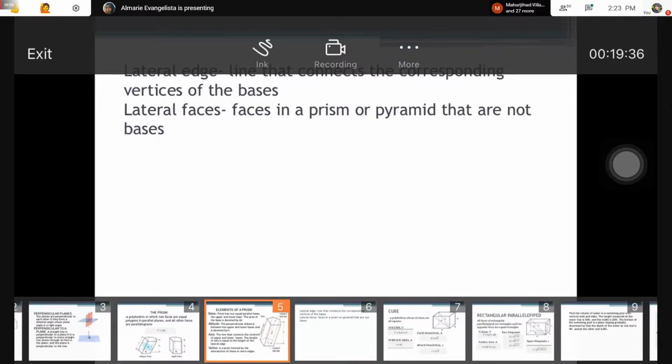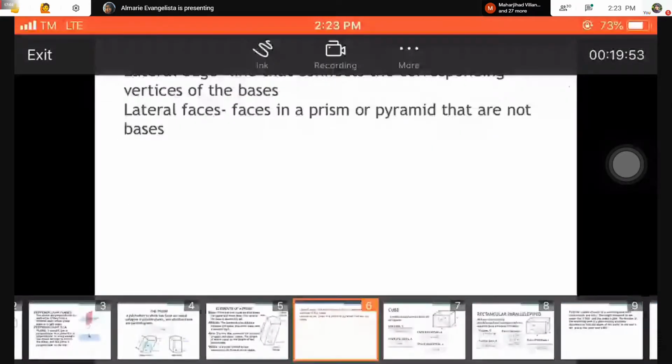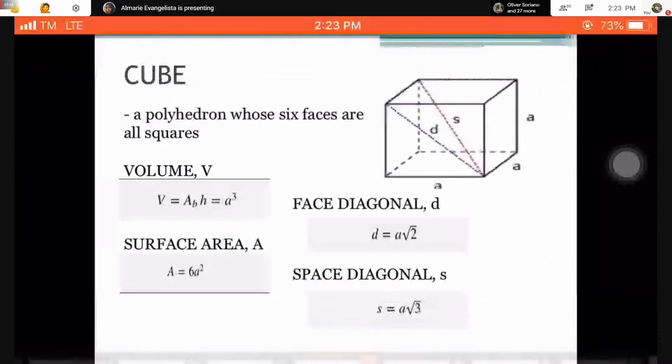So, yung lateral faces naman, ito yung faces ng prism or ng kahit na anong 3D shape na hindi siya yung base. So, pag hindi siya yung base, lateral faces tawag doon. So, let's proceed sa cube.